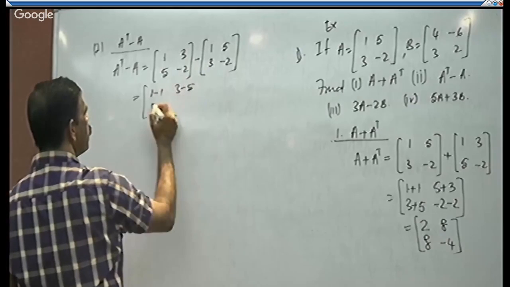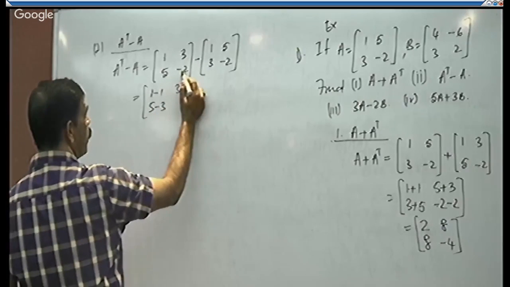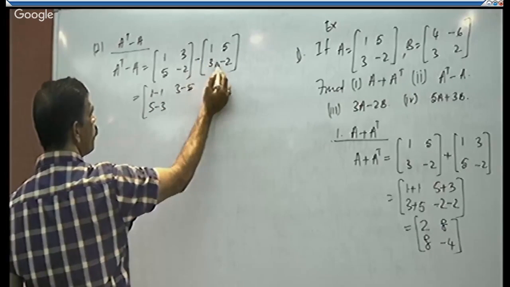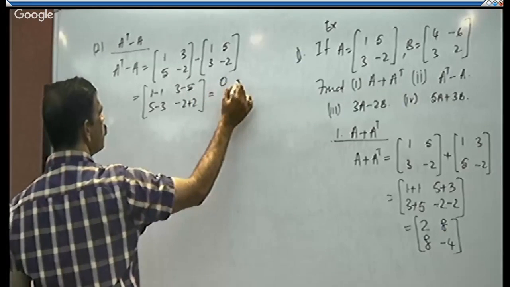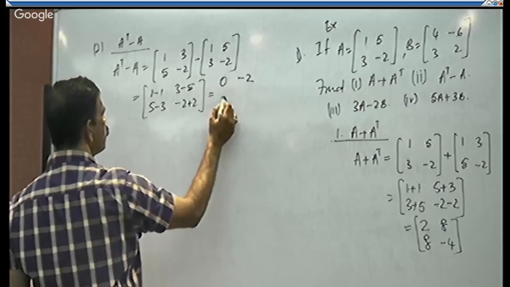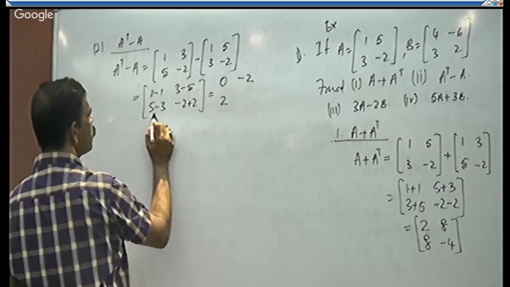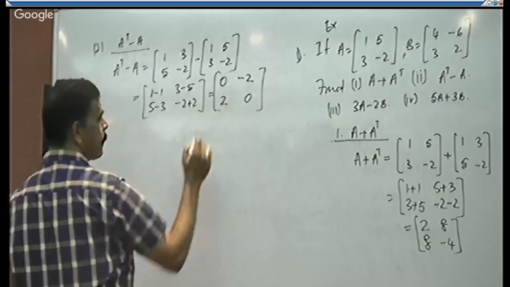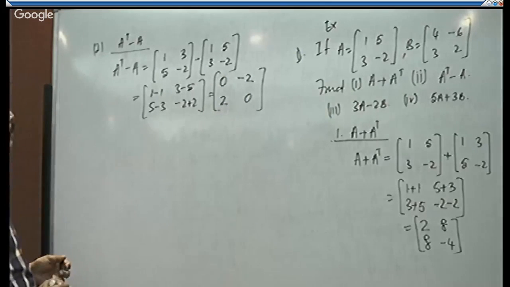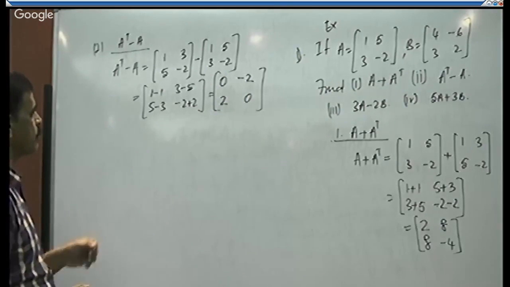5 minus 3. Minus 2, minus into minus, plus. Minus 2 plus 2. 0, minus 2. This is 5 minus 2 is 2 and this is 0. Right? Second expression we got it.